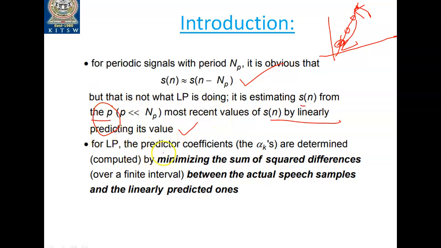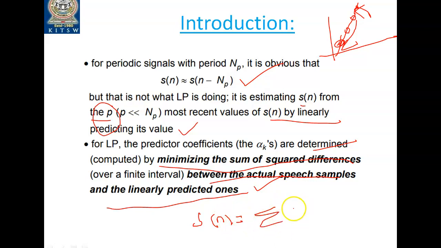So for LP, the predictor coefficients alpha k are determined or computed by minimizing the sum of squared differences between the actual speech sample and the linearly predicted ones. We can write the mathematical expression that we have already seen in the previous slide. It is similar to that, but in place of alpha, we are considering a k. This is the actual coefficient of the speech signal s of n minus k.